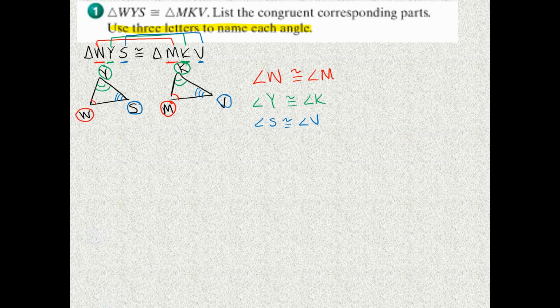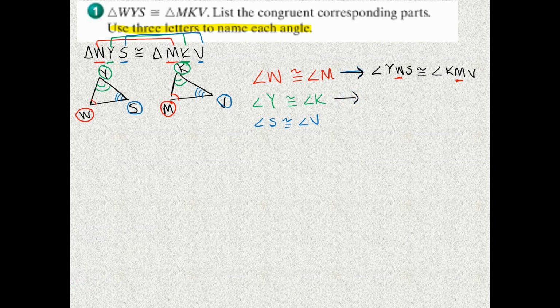So for my example, if I want to have angle W is congruent to angle M, we could use one of 2 options. You could say something like angle YWS is congruent to angle KMV. Again, making sure that we keep the W and the M in the middle because those are the corresponding parts. That may vary as long as you name it properly.